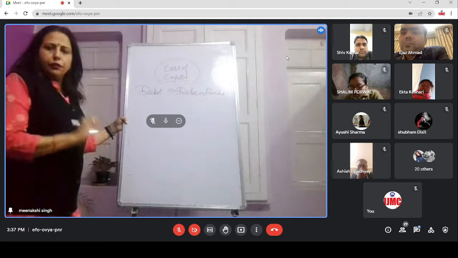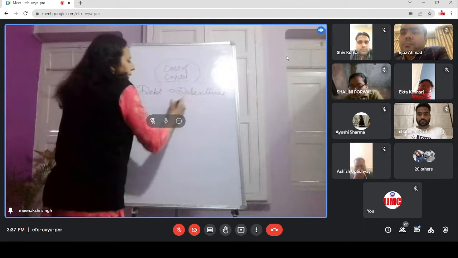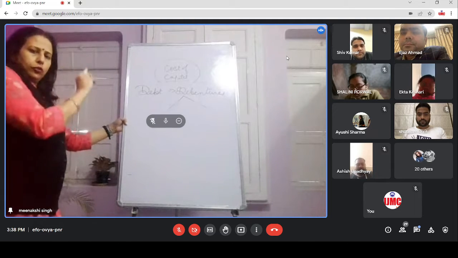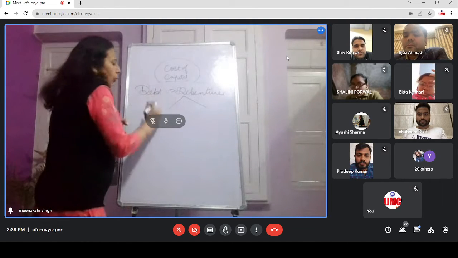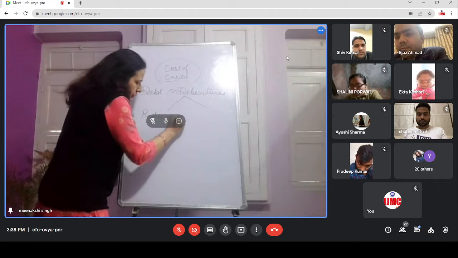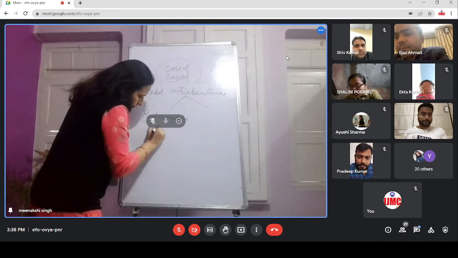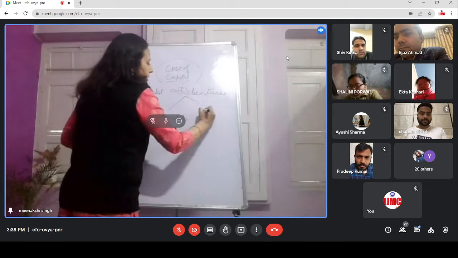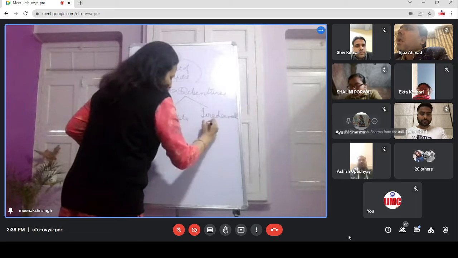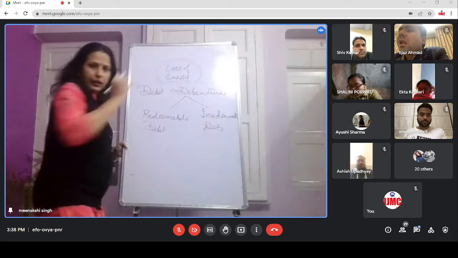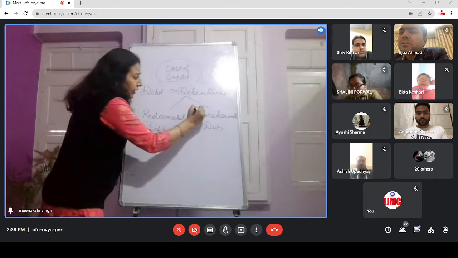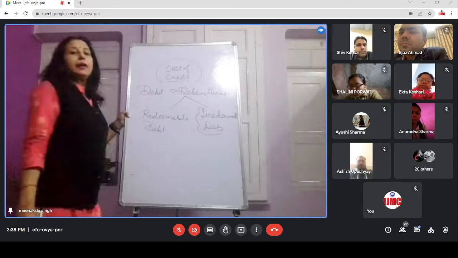It's a liability for the organization, and debentures are categorized into two parts on the basis of cost of capital computation. One is called redeemable debentures, redeemable debt, and the other is known as irredeemable debt or perpetual. You can call it a perpetual also, meaning there is no time limit to repay this.